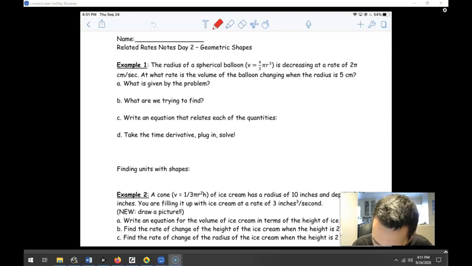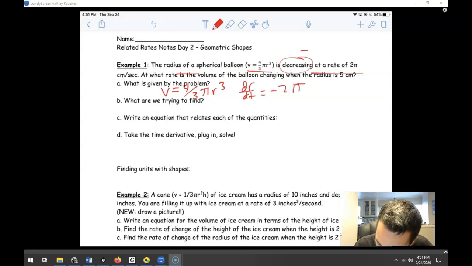So what's given by the problem? Well, they gave me this equation for the volume of a sphere, which, by the way, will always be given. You don't need to memorize that. The radius is decreasing at a rate of 2 pi. So the radius is decreasing, dr/dt, and it's decreasing, so it's negative, equals negative 2 pi. At what rate is the volume of the balloon changing? So they're asking me to find dV/dt when the radius is equal to 5.